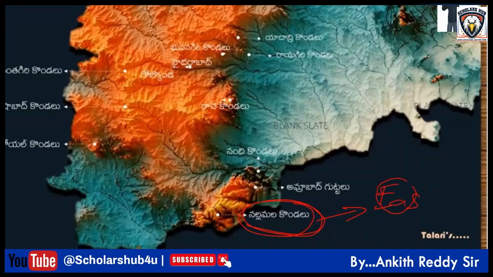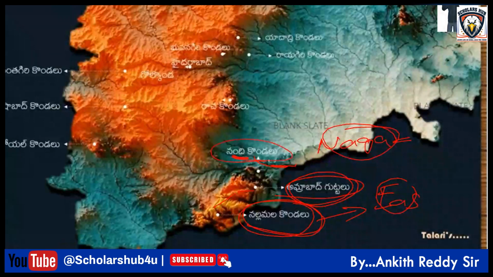Okay, and here you find the elevated region called Amrabad. And you also know that Nagarjuna Sagar Dam was constructed near a place called Nandigonda. Okay, and you know that Hyderabad's southern commissionerate is called Rachakonda Commissionerate, right?